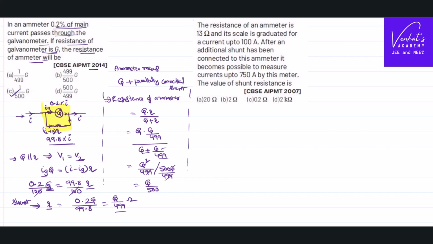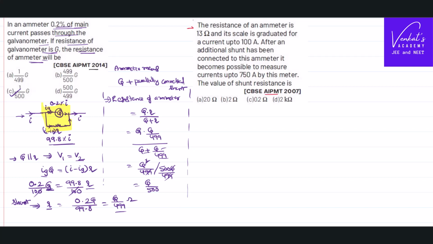That's how we solve. So we are using a very basic concept of ammeter. What do you mean by ammeter? It's a small shunt resistance connected in parallel to a moving coil galvanometer. Even the next problem is of the same type. Look at this next problem. This is also an AIPMT problem.